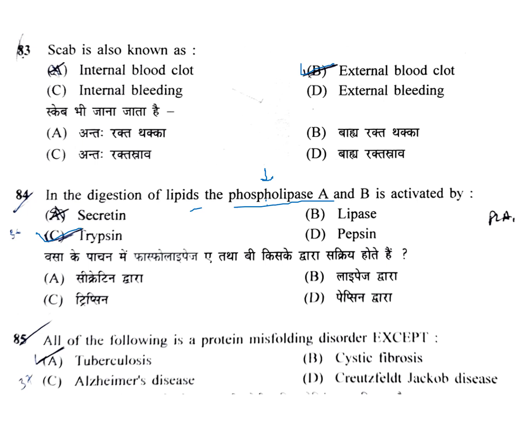All of the following is a protein misfolding disorder except: tuberculosis, cystic fibrosis, Alzheimer's disease, or Creutzfeldt-Jakob disease. So tuberculosis is the right answer. It is a bacterial disease caused by Mycobacterium tuberculosis. The other diseases are related to protein misfolding.